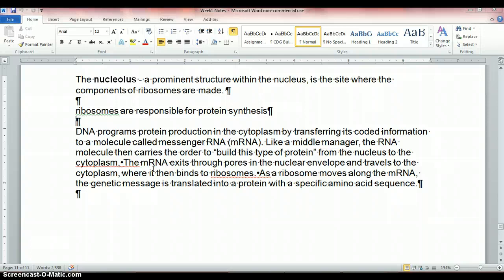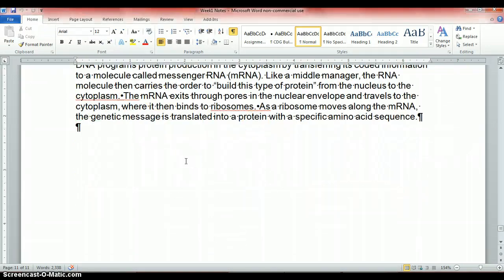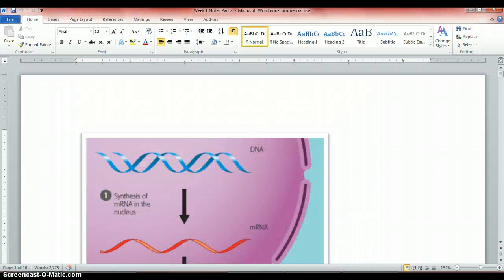So still in the cell, but not in the nucleus. The mRNA exits through the pores in the nuclear envelope and travels to the cytoplasm, where it then binds to the ribosomes. As a ribosome moves along the mRNA, the genetic message is translated into protein with a specific amino acid sequence. Okay, that's all for the notes part 1. Let's go to part 2.